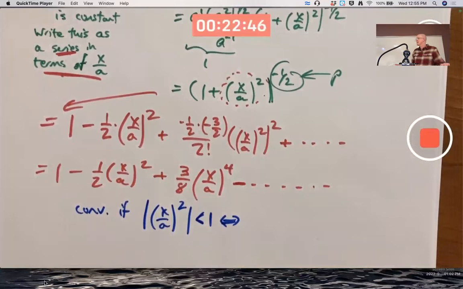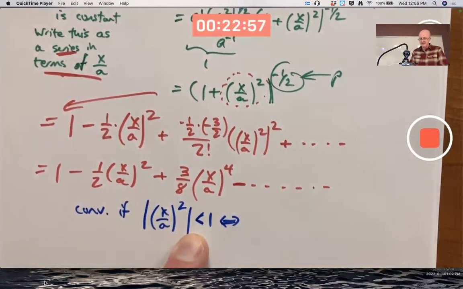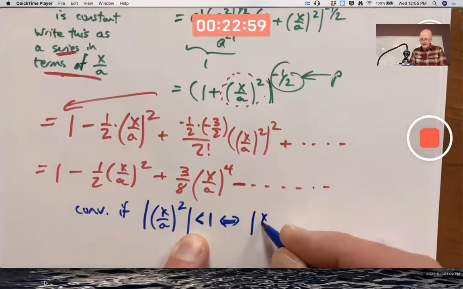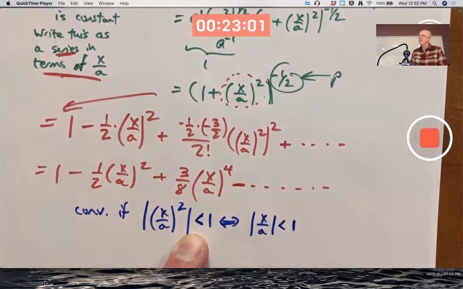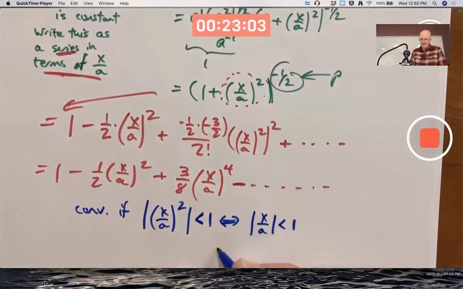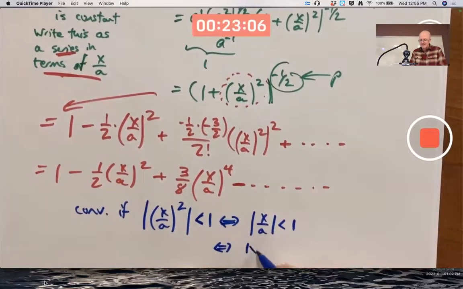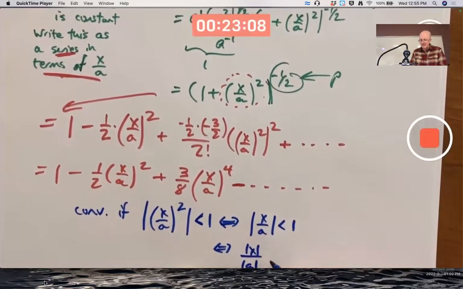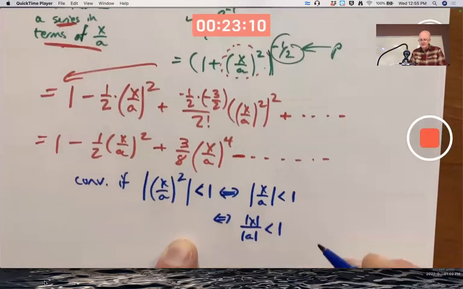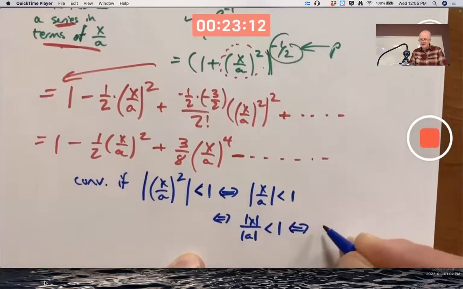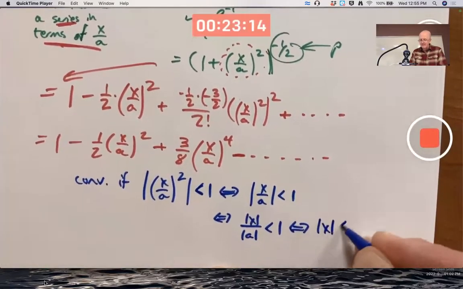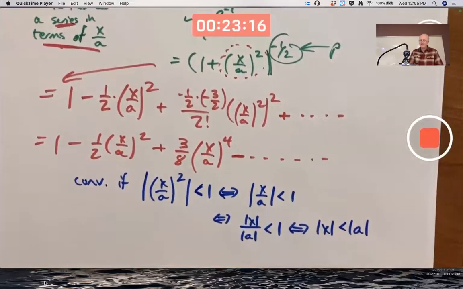Does that make sense? I mean, 0.9 squared is 0.81. Negative 0.9 squared is 0.81. The square of some number is less than one in absolute value. That means the number itself has to be less than one in absolute value. The absolute value of a fraction like this is the corresponding ratio of the absolute values. And then I can multiply both sides by the absolute value of a. a is fixed here. That's a constant.